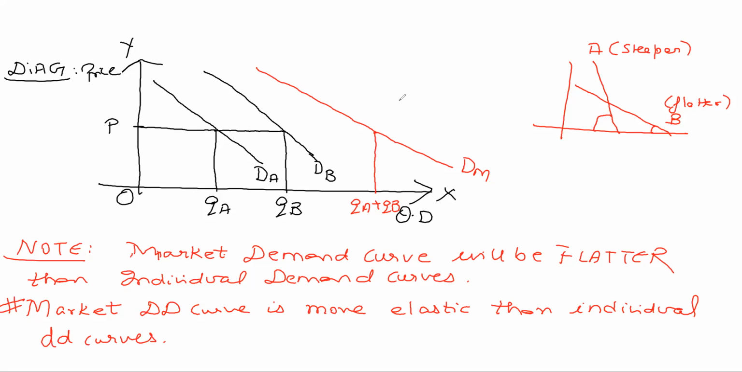More elastic means any given change in price will cause more change in market demand, because market demand will include demand by all consumers, not one consumer. So market demand curve will be more elastic than the individual demand curves. Now, some of the students may not be able to understand it if you are from a non-economics background, but don't worry. When we have the lectures on elasticity of demand, you will be able to understand even better. But right now, elasticity is to do with flatter. If the demand curve is flatter, it has higher elasticity.